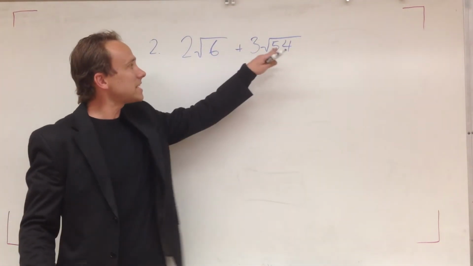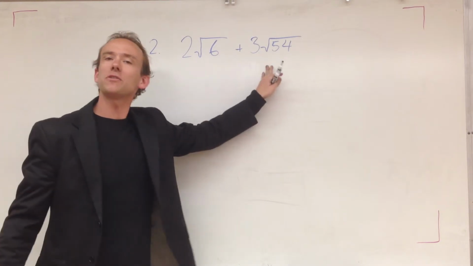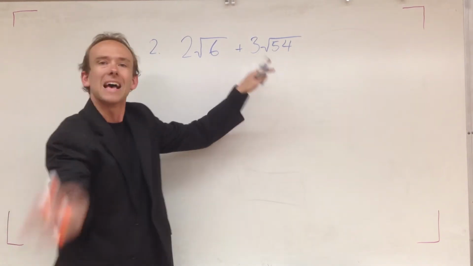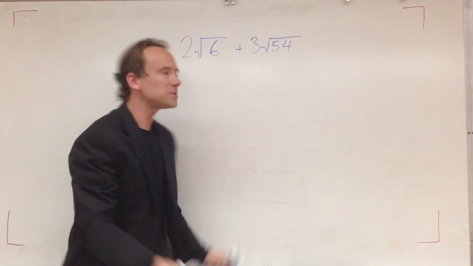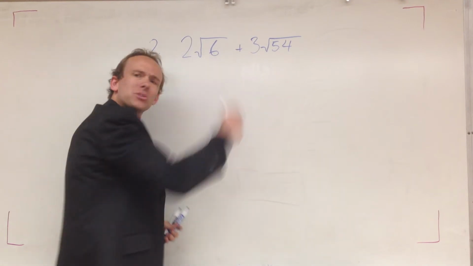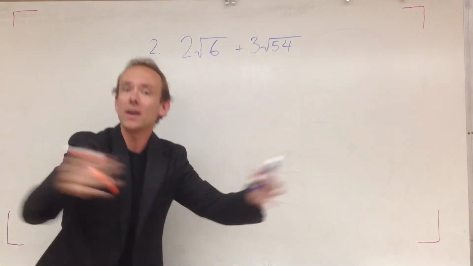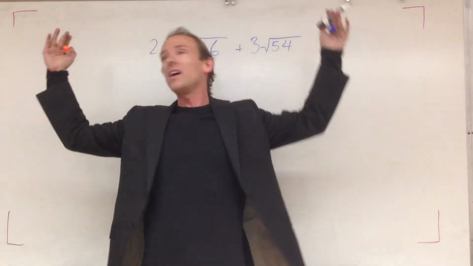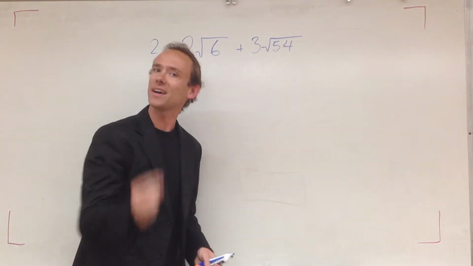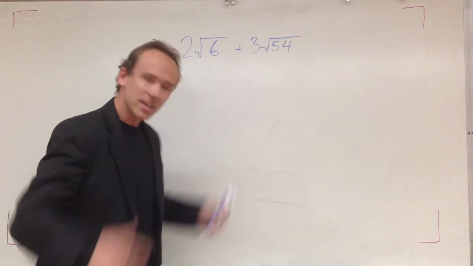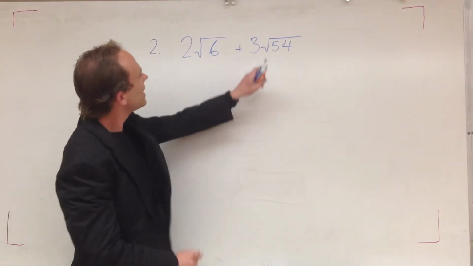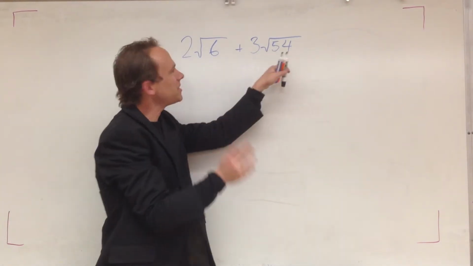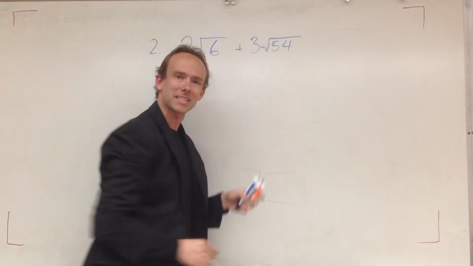Look, root 6 and root 54. 6 and 54 are different numbers. These are not like terms. You can't just say 2 plus 3. But you also can't just give up and say, well, they're not like terms. Oh, well. You got to try. You got to use your intuition to say, no, I see a relationship here. I'm going to find it. I'm going to make these like terms.